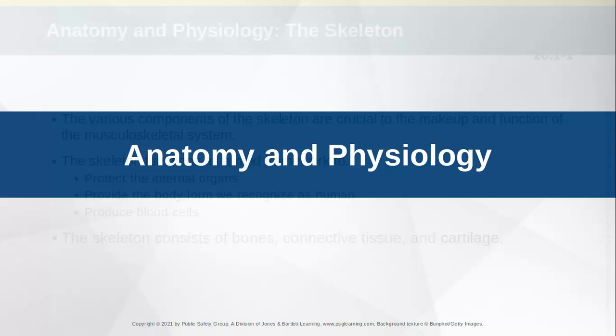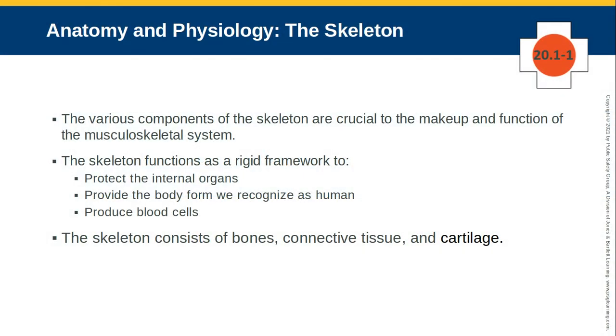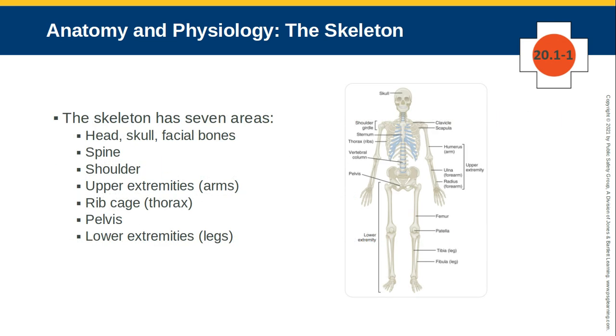In this podcast, we begin Chapter 20, Musculoskeletal Injuries, by focusing on the anatomy and physiology of the musculoskeletal system. Now, we can focus on the skeletal part of that, the skeleton, the bones, and as long as we understand that that is basically the framework that protects our organs and allows us to move, and because it provides structure, then we add to that the connective tissue and the cartilage as part of that skeletal system.